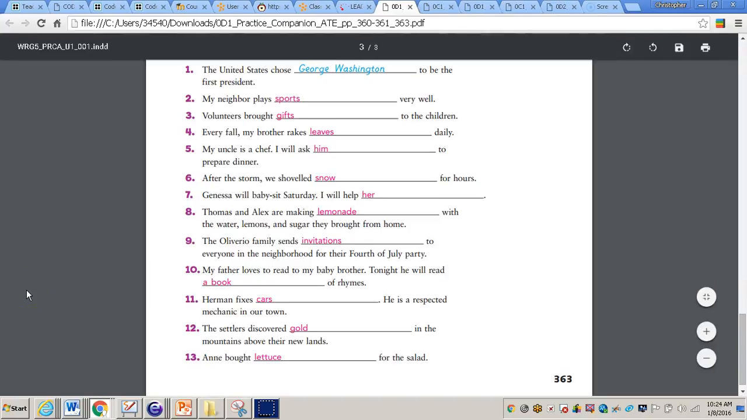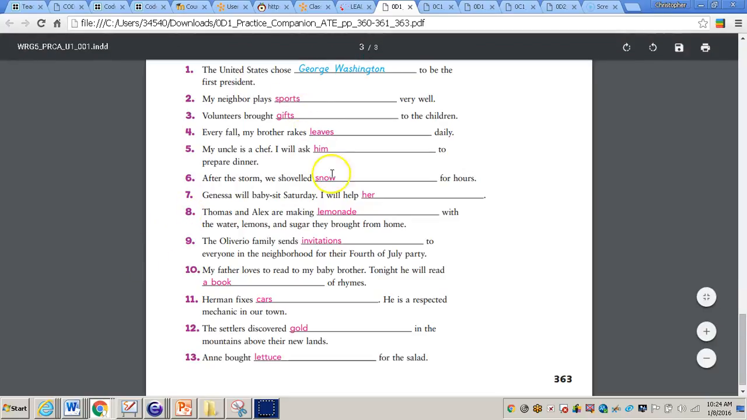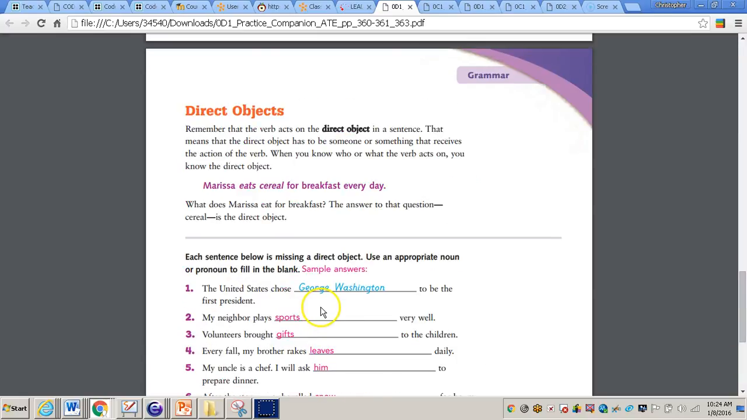So you can see some of these answers. Number 2, plays sports, brought gifts, rakes leaves, asked him, shoveled snow, help her, making lemonade, sends invitations, read a book, fixes cars, discovered gold, bought lettuce. As you can see, all of these are examples of direct objects. So it is important to remember that the direct object has to be someone or something that receives the action of the verb, and then when you know who or what the verb acts on, you know the direct object.